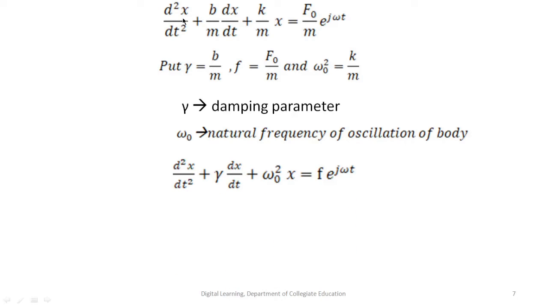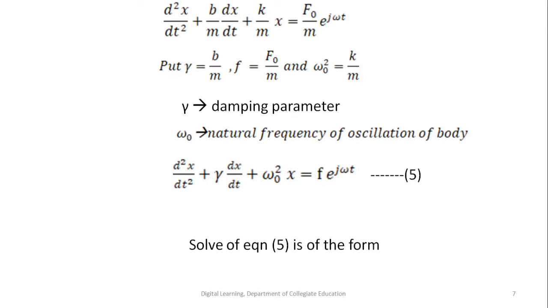So substituting all these three terms in equation 4, we will get d square x by dt square plus nu into dx by dt plus omega naught square into x is equal to f into e power j omega t. Call this equation number 5.